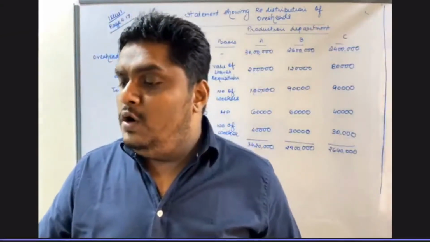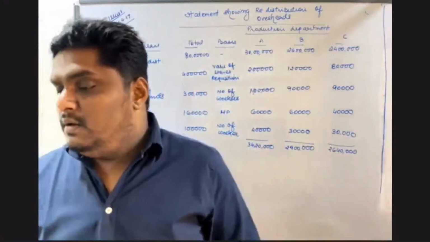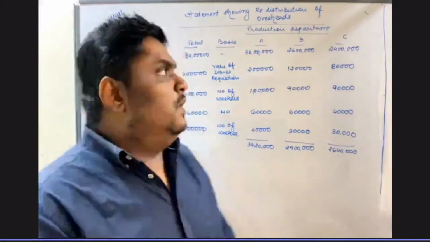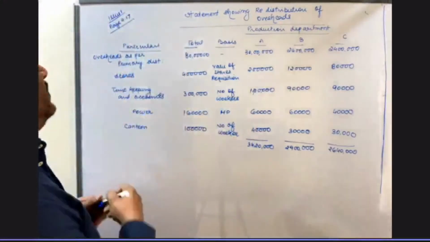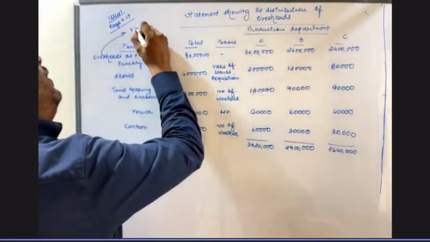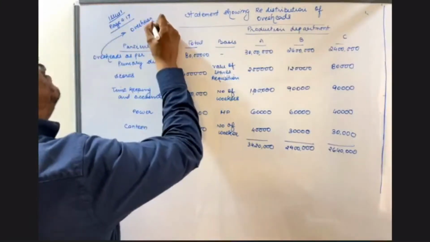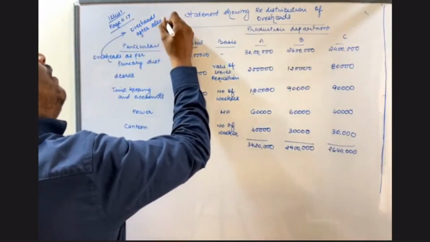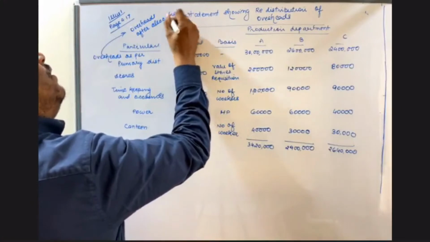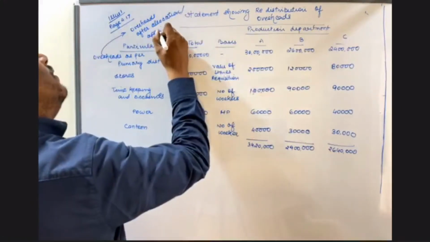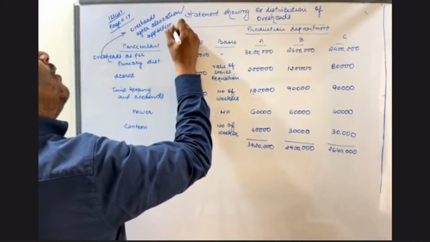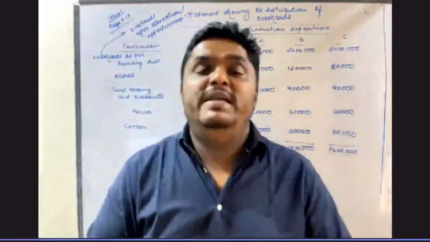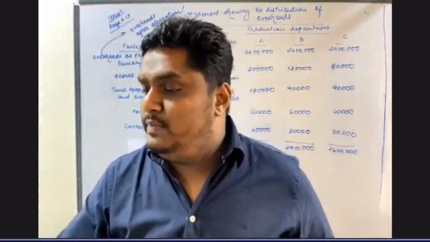Anupam Tiwari, overheads as per primary distribution means direct expenses. No, Anupam. Overheads as per primary distribution means overheads after allocation or apportionment. So primary distribution means overheads after allocation or apportionment.